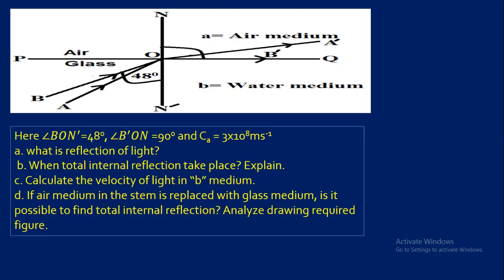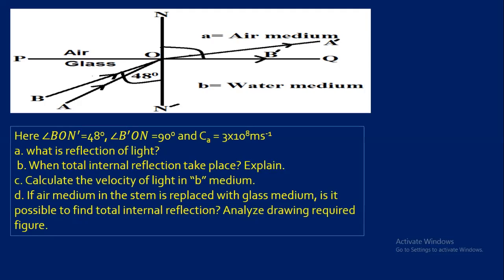Here the first question is: what is the refraction of light? The second question is: when does total internal reflection take place, explain, and calculate the velocity of light in medium B. Here we have to use the equation, refractive index η = C_A / C_B. By using this equation we can get the velocity of light in medium B.